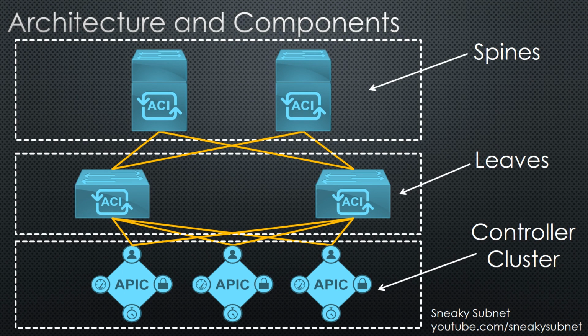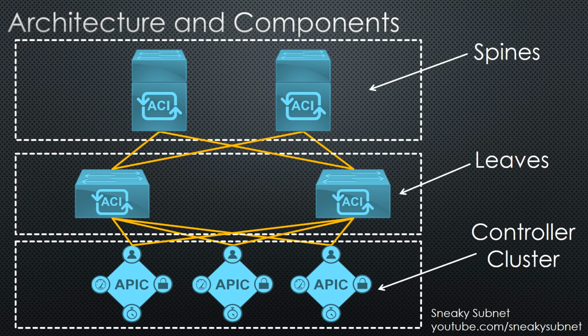Basically, you can compare ACI with a regular modular switch or router. APIC is analogous to supervisor. Leaves are line cards, and spines are fabric modules which interconnect all these components.